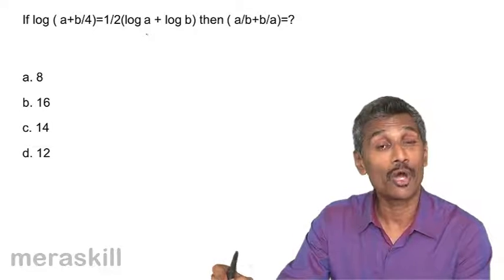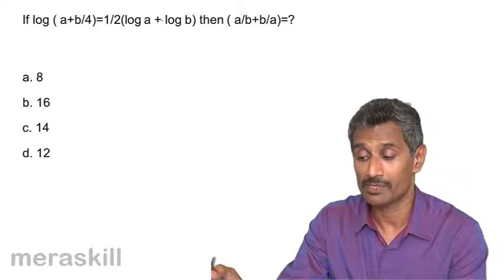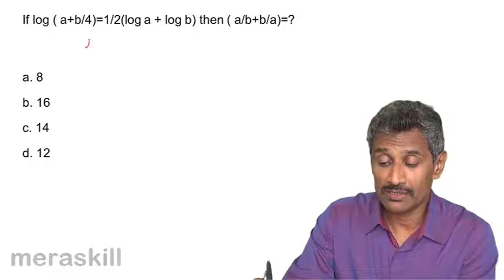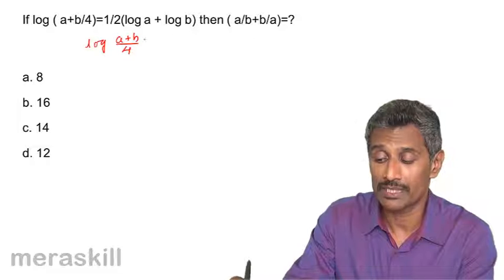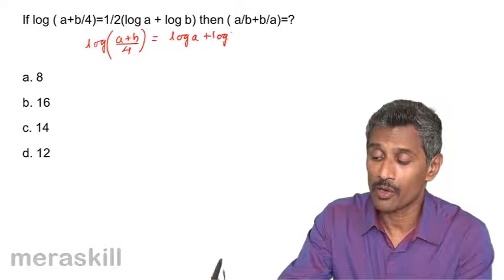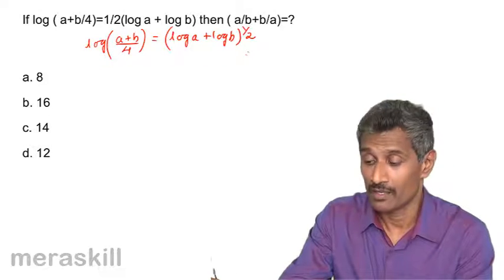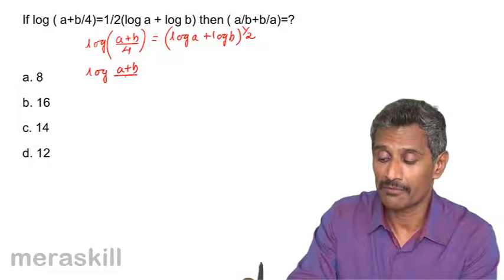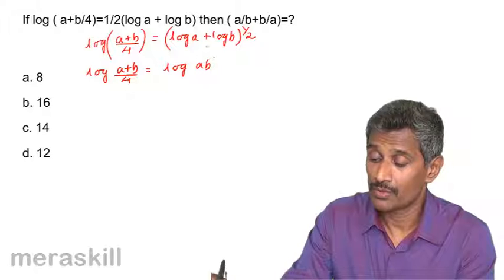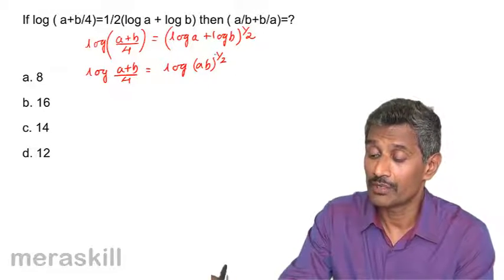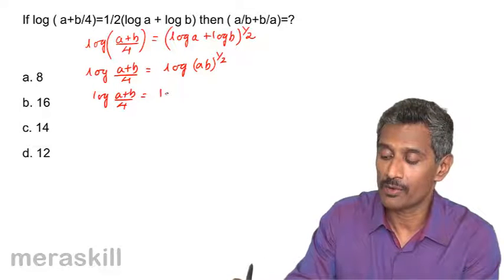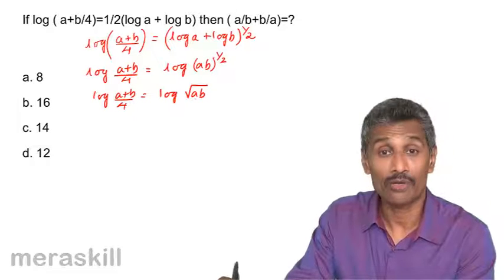Now the next one is log of (a plus b) divided by 4 is half of (log a plus log b). Then you have been asked to find a by b plus b by a. Again we have come across this, so let's first convert the whole thing to logs on both sides. Half of (log a plus log b) is the same as log ab, the whole raised to half. So log of (a plus b) upon 4 is log of root ab.